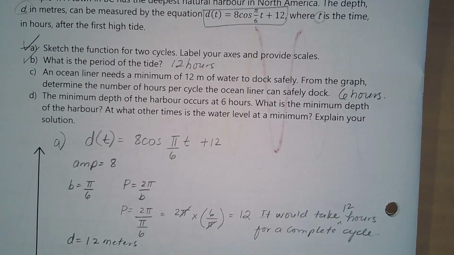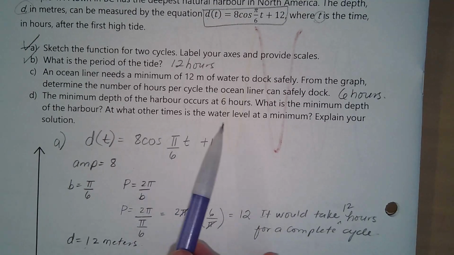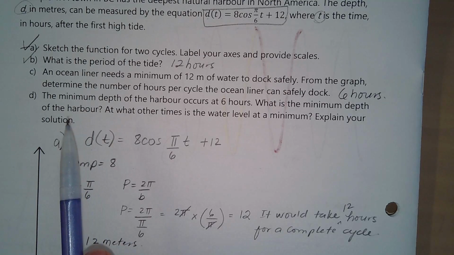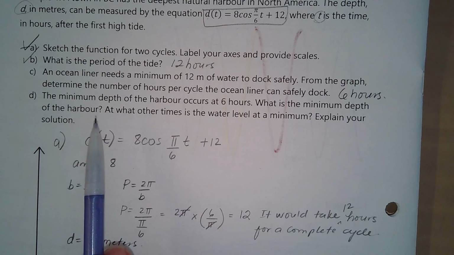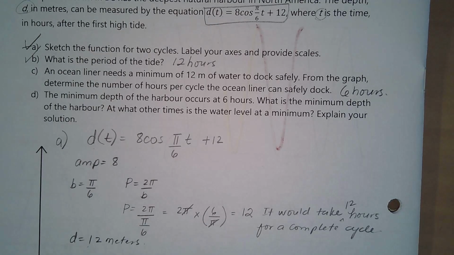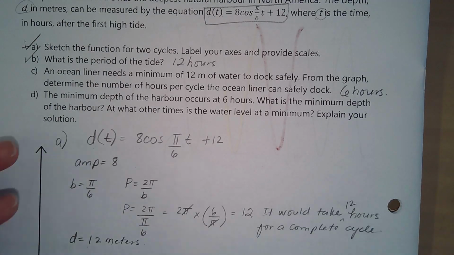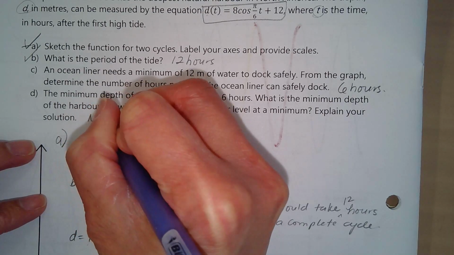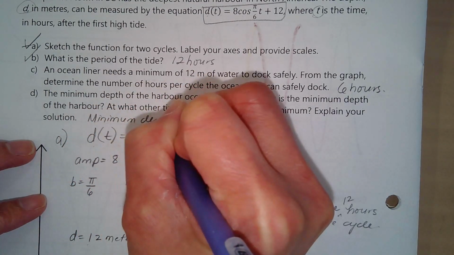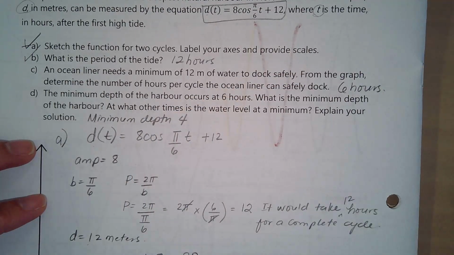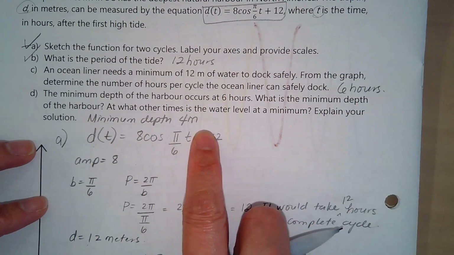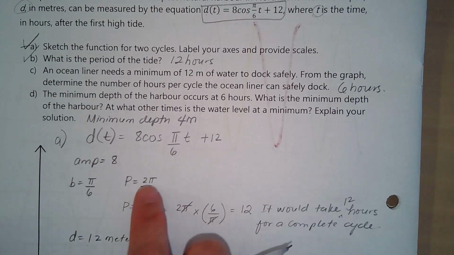Okay, letter D. The minimum depth of the harbor occurs at 6 hours. Is that true? Okay. What is the minimum depth of the harbor? The most minimum depth would be 4. Minimum depth is 4 what? Meters. Yeah, we have to put a unit because 4 has a unit.